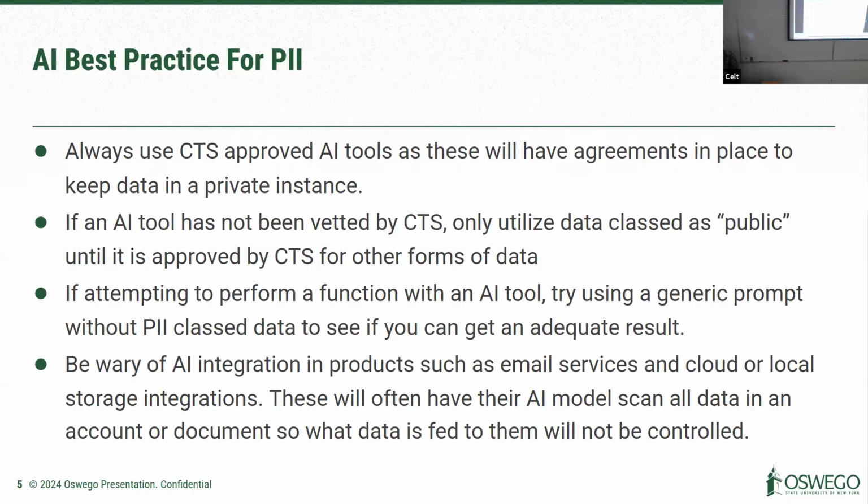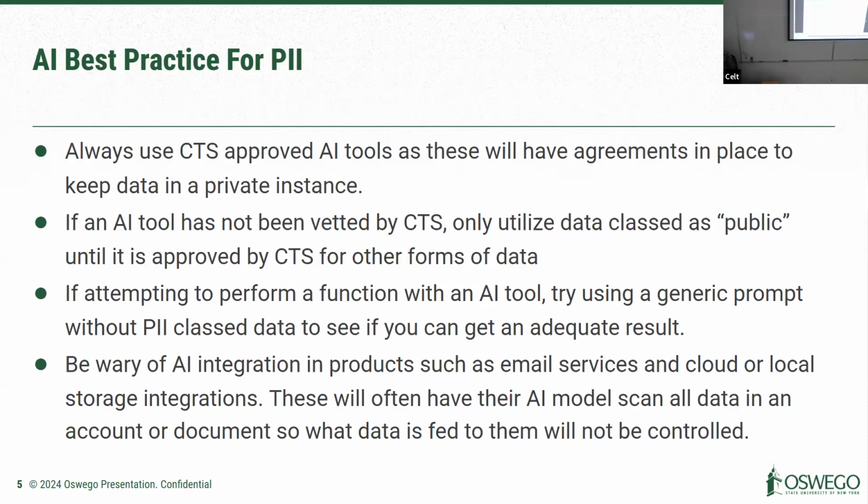Because just because it's private, we also want to know how they're protecting those private instances. As said, if an AI tool has not been vetted by CTS, only utilize data classified as public until it is approved by CTS for other forms of data. So as we know, we've got a lot of academics, they explore the use of new AI tools because it's a rapidly expanding field. So if you're experimenting with an AI model that you might consider bringing for a wider purchase or wider use at the university, make sure you're only using public data until we're able to vet and verify that that's an okay model to put any more sensitive data into.